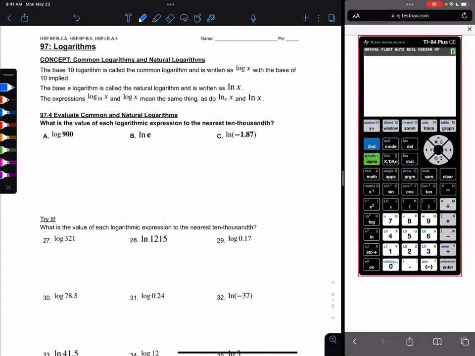In this video, we're going to look at topic 97, example 4, evaluate common and natural logarithms. So let's go up to the concept.